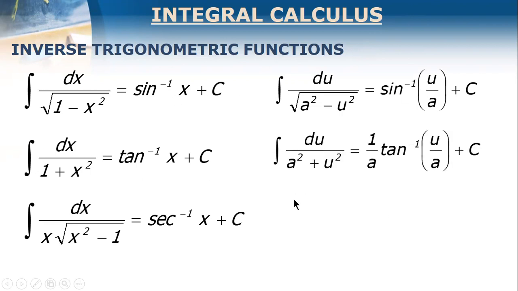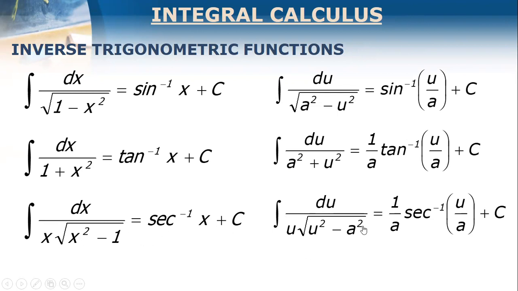For tangent, we have 1 over a arc tan of u over a. Or you can derive this one if you want. And the third one is u. If you have this form, u outside the radical sign, then u squared minus a squared, that's 1 over a arc secant u over a.